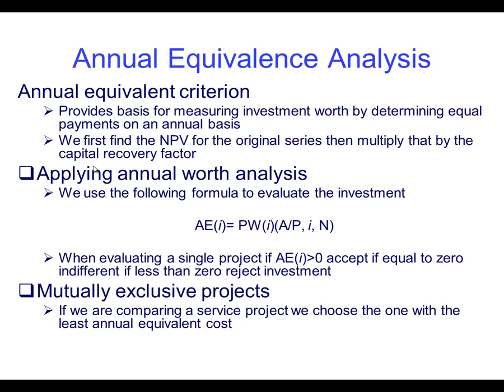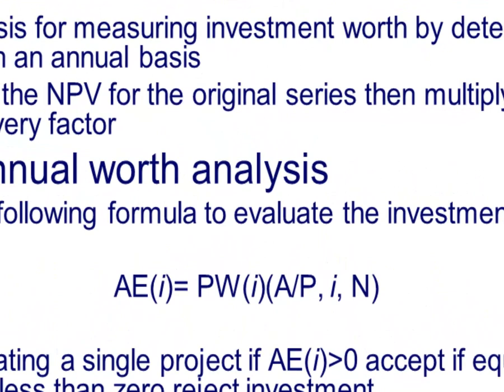The annual equivalent criterion assists in measuring investment worth by determining the proper equal annual payments. To find the annual equivalent worth, we need to find the net present worth, then multiply that by the capital recovery factor, which is the A given P with interest I and number of periods N, which means that the annual equivalence of I is equal to the present worth that we just calculated multiplied by the factor.